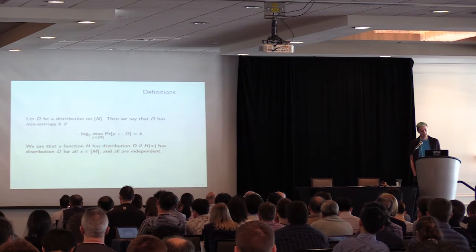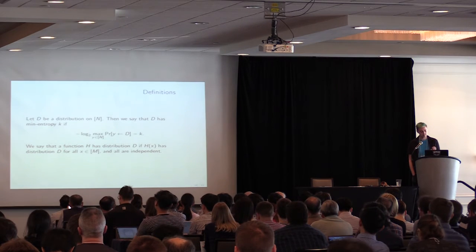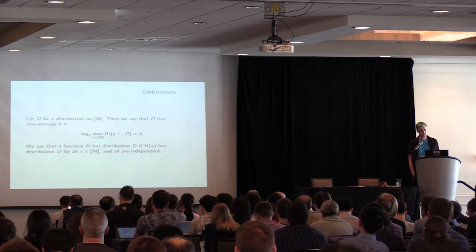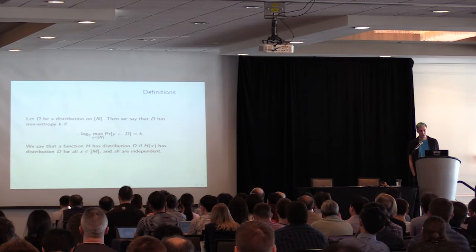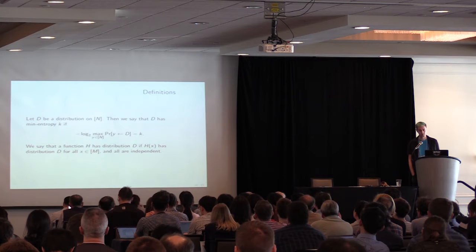And then we say that a hash function h has the distribution D if h of x has distribution D for every single point in the domain, and they're all independent. So this is how we're going to model our non-uniform functions.